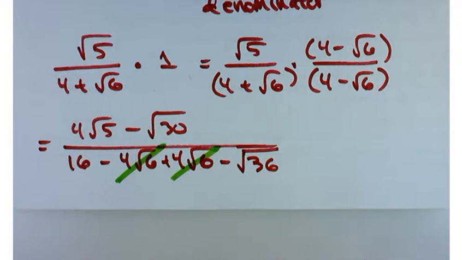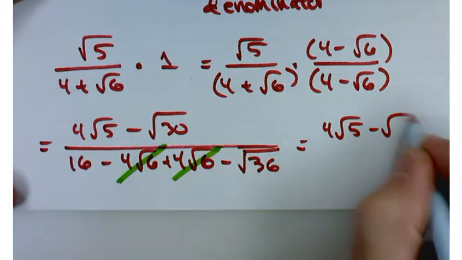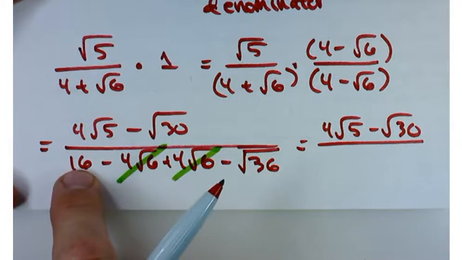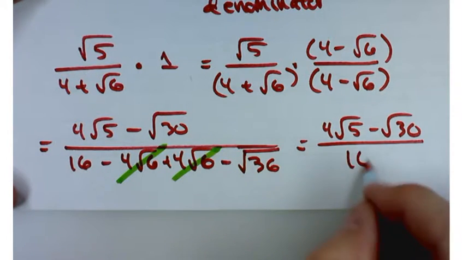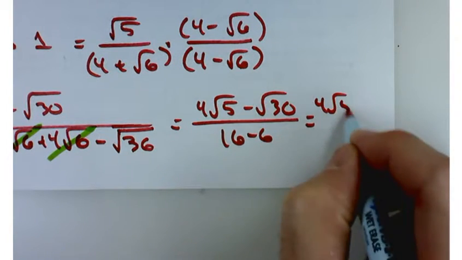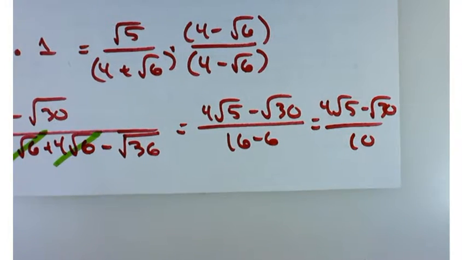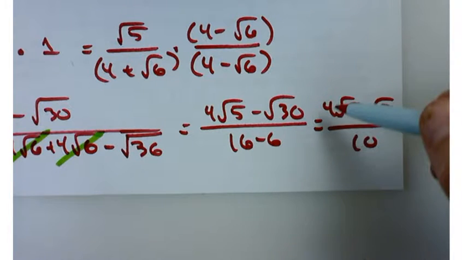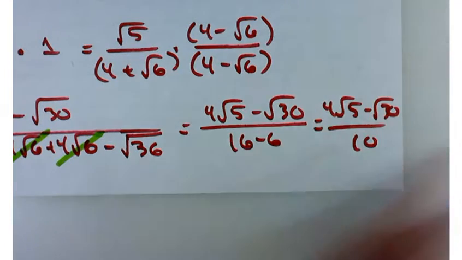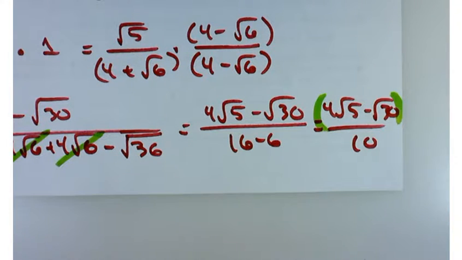Good deal. So in the numerator, I'm left with 4 square roots of 5 minus square root of 30 over 16 minus 6. So your final answer for this one is 4 square roots of 5 minus the square root of 30 over 10. And that's it. Please don't be tempted to cancel the 2 from this into the 10 here. This is one whole term. You can't cancel into that. So that's as far as we can go with this one. That wasn't so bad.